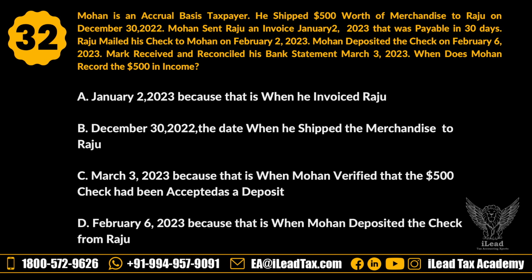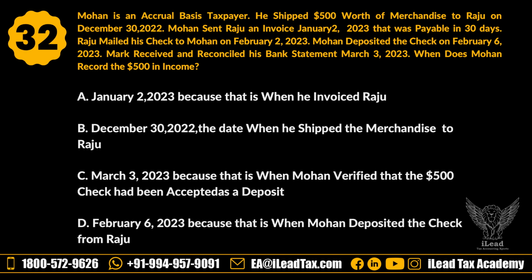Option C, here the verification of a check's deposit does not determine the recognition of income. Income should be recognized when the revenue is earned, which is typically when goods are shipped or services are provided. So option C is wrong. Option D, this option is also incorrect. The act of depositing the check does not determine the timing of recognizing income. So income should be recognized when the revenue is earned, which is when the goods are shipped or services are provided. So option D is wrong.